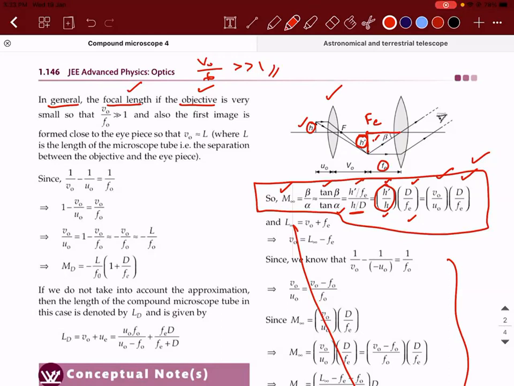When it is very much greater than 1, we can clearly say that the image formed due to the first lens is formed almost close to the eyepiece itself. When that is the scenario, V naught can be approximated to L, where L is called the length of the microscope tube, or tube length. So what is tube length? Tube length is the separation between the objective and the eyepiece.